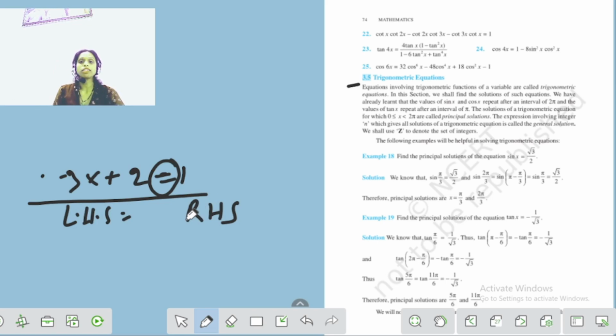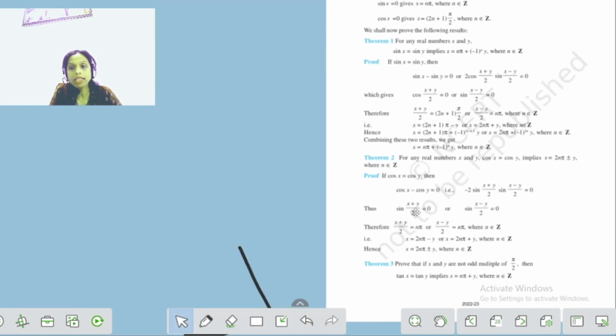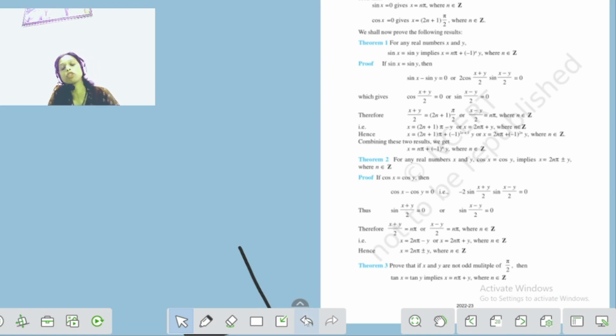Now let's come ahead. What is a trigonometric equation? A trigonometric equation is when you are equating something of trigonometrical functions. Now there are two things we have to study here. The first is called a principal solution, and the second one is called a general solution.